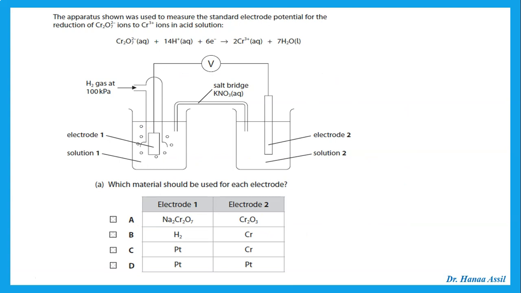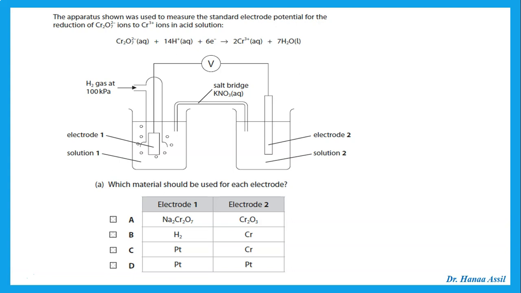Again, the apparatus shown was used to measure the standard electrode potential for reduction of dichromate to chromium ions. Which material should be used for each electrode? Well, let's take a look. The one on the left, electrode 1, that is the standard hydrogen electrode. And remember that the hydrogen electrode has hydrogen gas at 100 kilopascal or 1 atmosphere. And it has a solution of what? If we're asked what the solution is, it is sulfuric acid, 1 mole per decimeter cubed, or 1 mole per decimeter cubed of a strong acid.